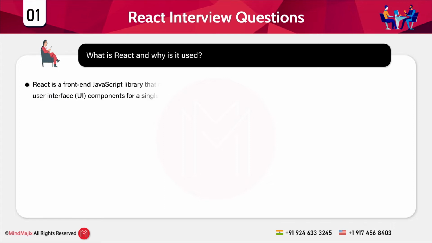React is a front-end JavaScript library that mainly follows the component-based approach for building user interface components for a single page application. It is also used for handling the view layer in both mobile and web applications. Moreover, React plays a crucial role in developing interactive mobile and web UIs. It was created and developed by Jordan Walke, and it was first deployed on the Facebook newsfeed in 2011. And the second part of the question is, why is React used?